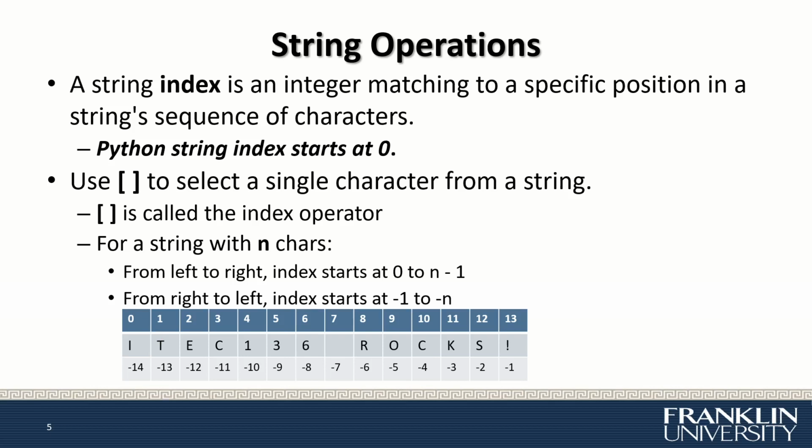In this example, I have ITEC 136 space rocks exponential point. There are 14 characters here, and the index will go from 0 to 13, a total of 14 characters. You can also go from right to left. The last character is always -1, second to the last is -2, and so forth, all the way to -n. So the index in this case goes from 0 to 13, or -1 to -14.